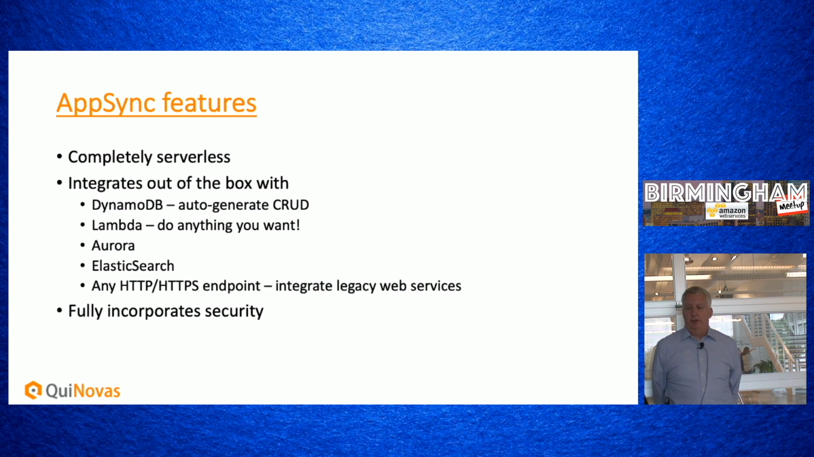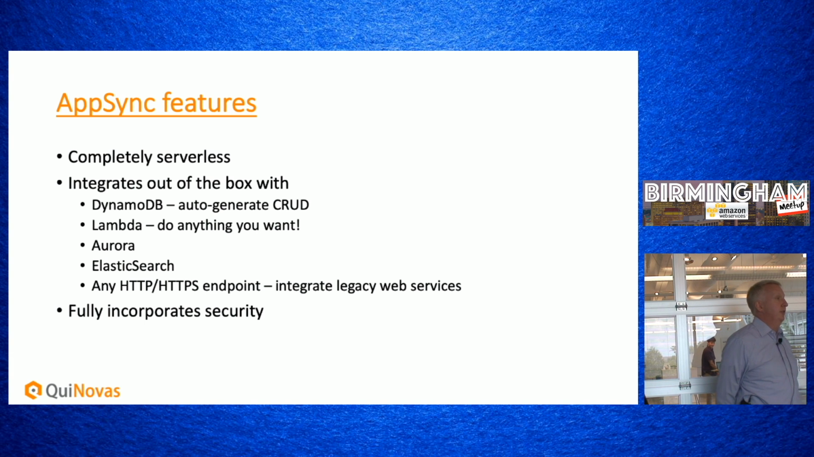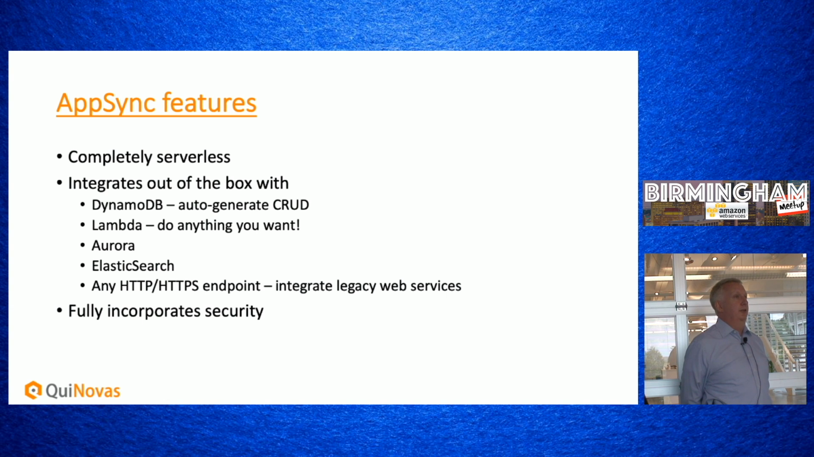So, some of the features. It's completely serverless. You don't have to stand up a server. You don't have to specify to AWS how many servers that you want. You don't have to figure out how many clients you're going to have that run against it. AWS completely manages this for you and scales the GraphQL endpoint to your requirements.